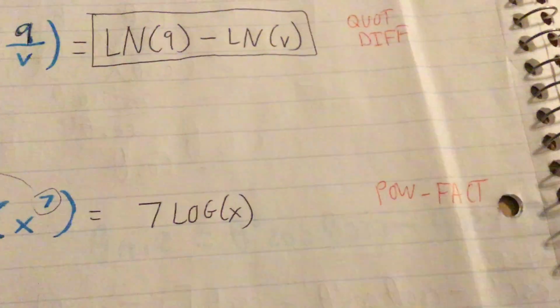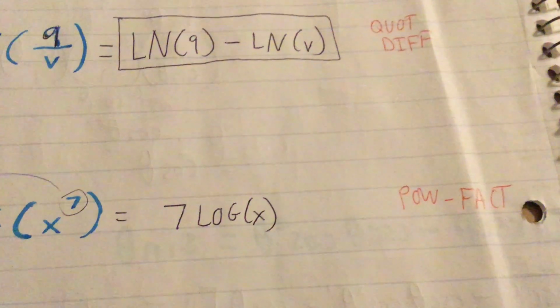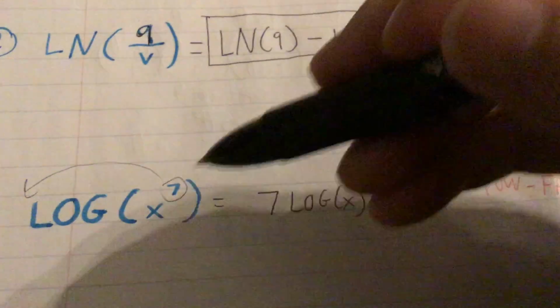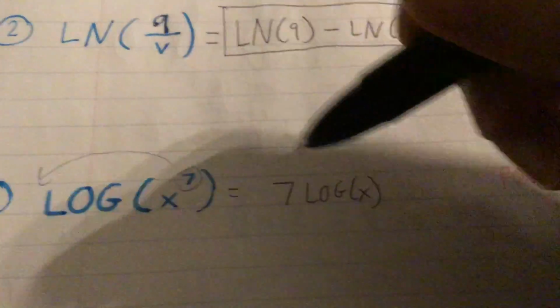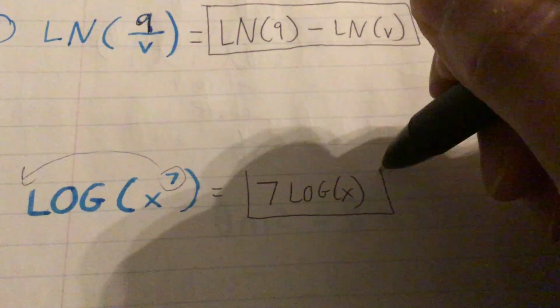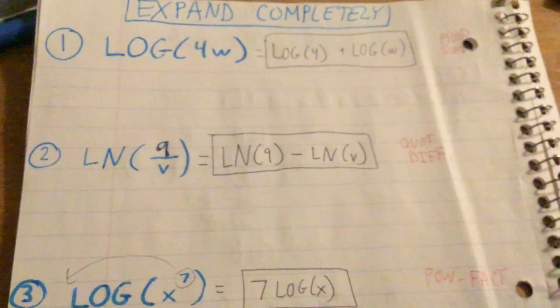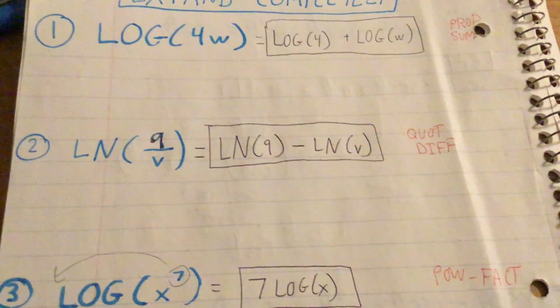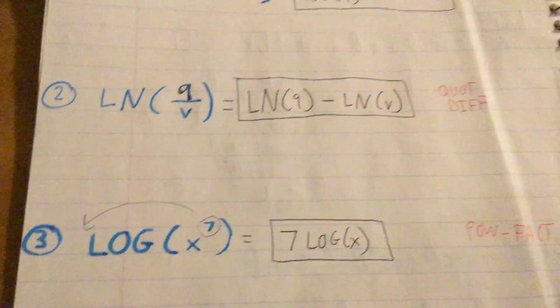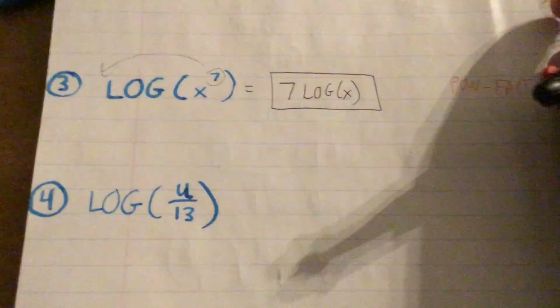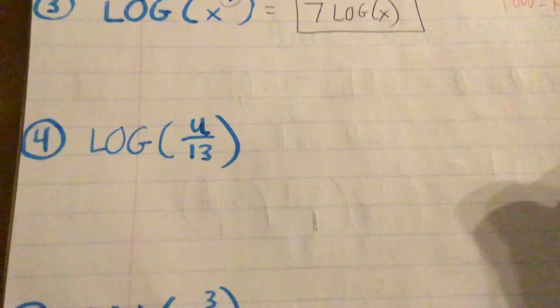Power fact, as a former student of mine called it. So by the power factor rule, log of x to the 7th makes the exponent fly to the front to make this 7 log of x. Do you guys see? Please email me if you're confused by this, okay? All right, let's do some more of these simple one-step problems, and we'll make them harder.